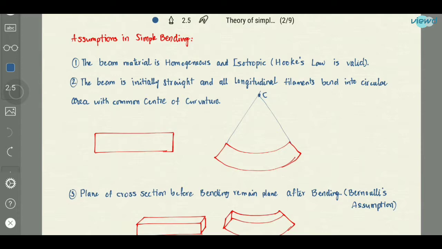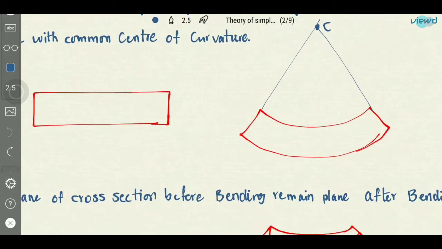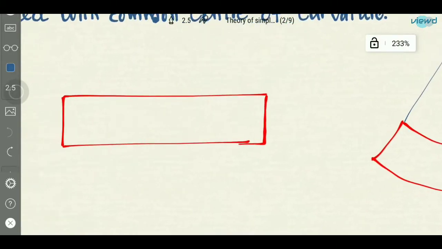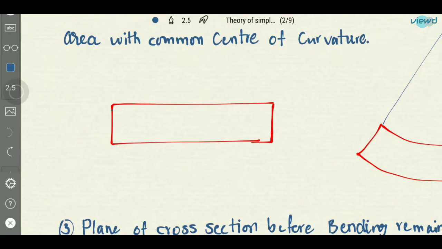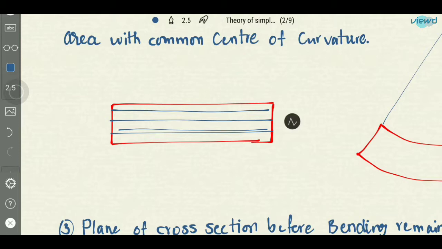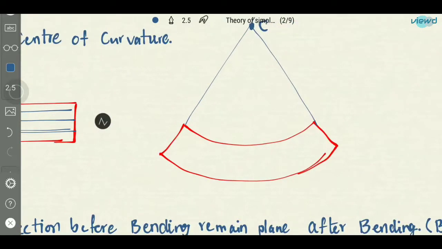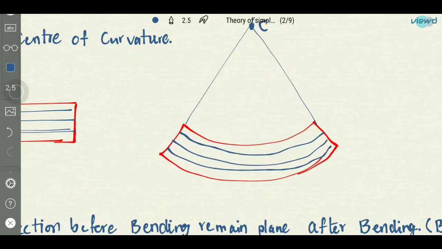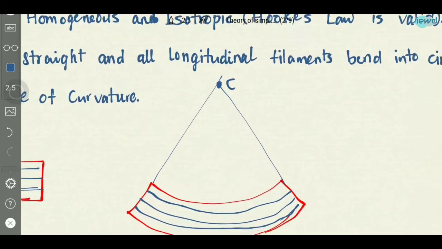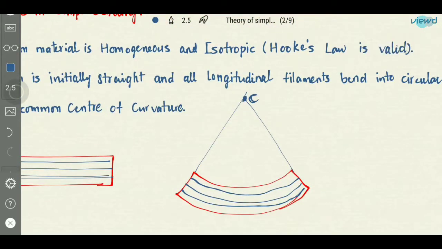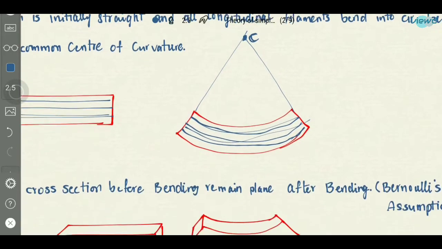The beam is initially straight and all longitudinal filaments bend into circular arcs with common center of curvature. So if this is the beam, initially the layers of the beam, if we consider these layers, these are straight, but when the moment is applied, it is bent into the shape. Then all these layers are circular arcs with common center of curvature like this. First it was straight lines, and these are bent into circular arcs.